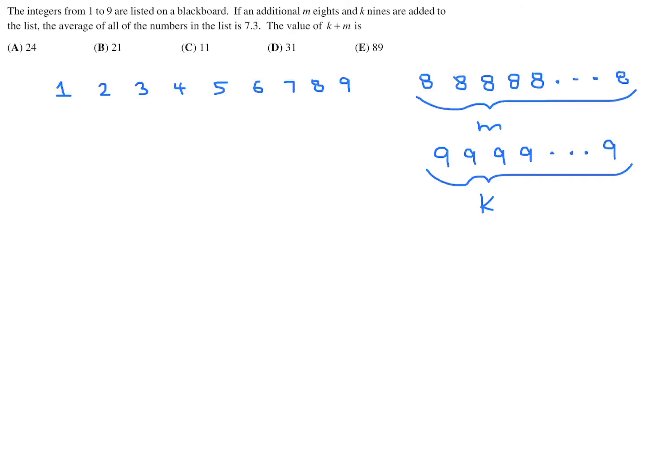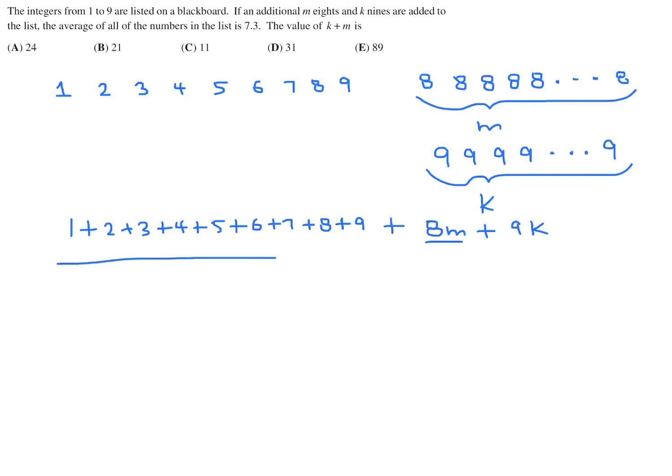And then they take the average of all these numbers. So how do you take the average of a bunch of numbers? You add them, of course. 1 plus 2 plus 3 plus 4 plus 5 plus 6 plus 7 plus 8 plus 9. And then we're going to add a whole bunch of 8s. We don't know how many, but we know the sum will be 8m. Correct? There's m 8s, so the sum will be 8 plus 8 plus 8, m times, and therefore that is the sum. And very similarly, the sum of the 9s is 9k.